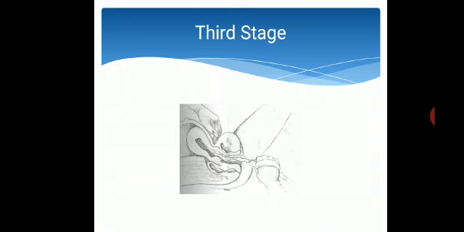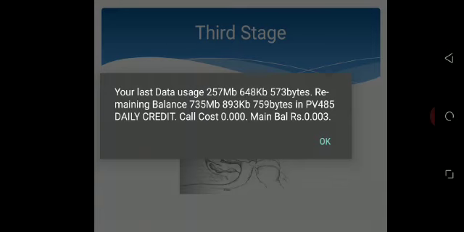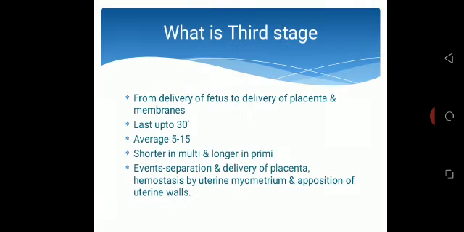It's the stage after the delivery of the baby, and it includes the separation of the placenta, till the placenta gets separated. It is from the delivery of the fetus to the delivery of the placenta and the membranes. It usually lasts up to 30 minutes, and the average duration is usually 5 to 15 minutes. It is shorter in multi and longer in a primigravida.